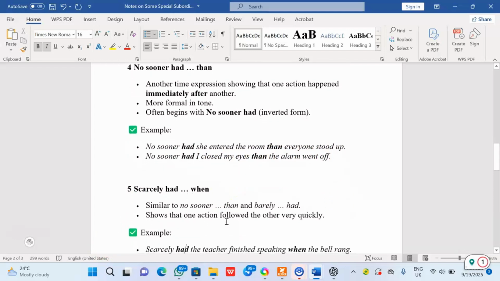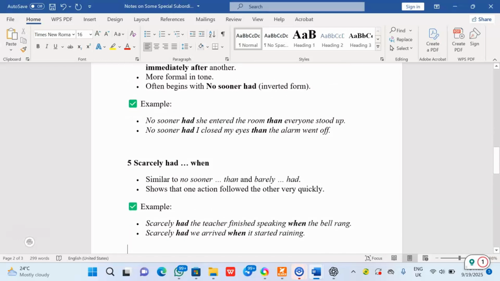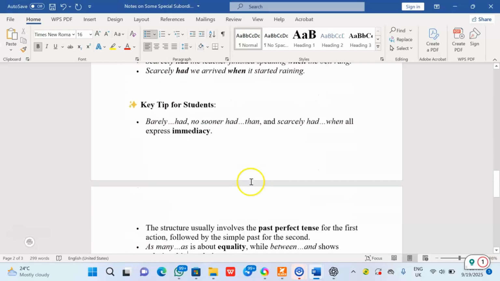The next type that relates to barely had and no sooner had is scarcely had. And it goes with what? It goes with when. It's similar to no sooner had and barely had. Scarcely had the teachers finished speaking when the bell rang. Scarcely had we arrived when it started raining. So barely had and scarcely had both go with when, while no sooner had goes with than.